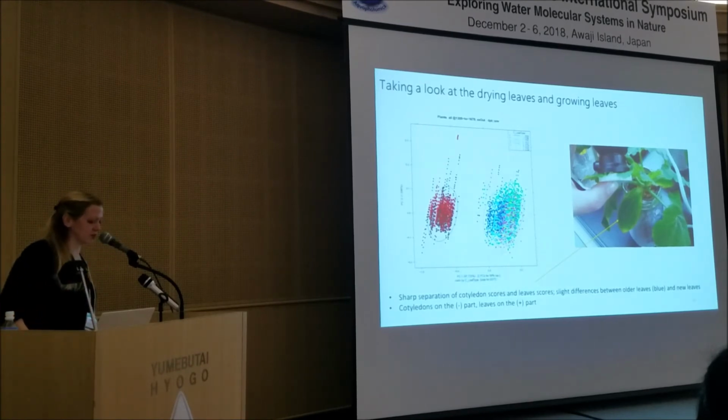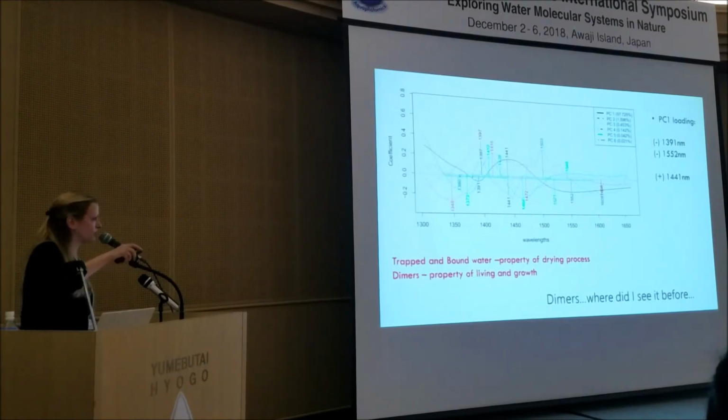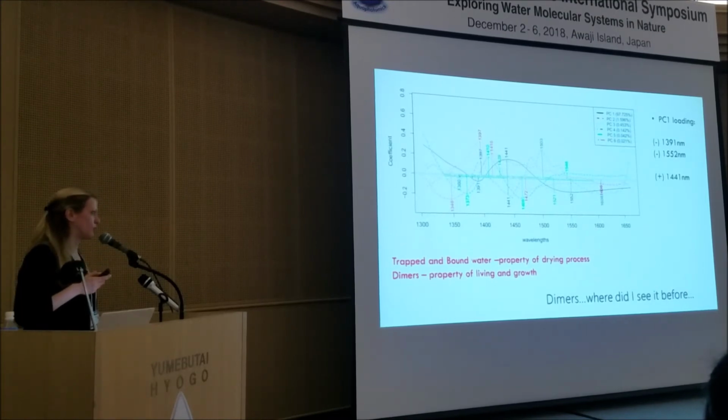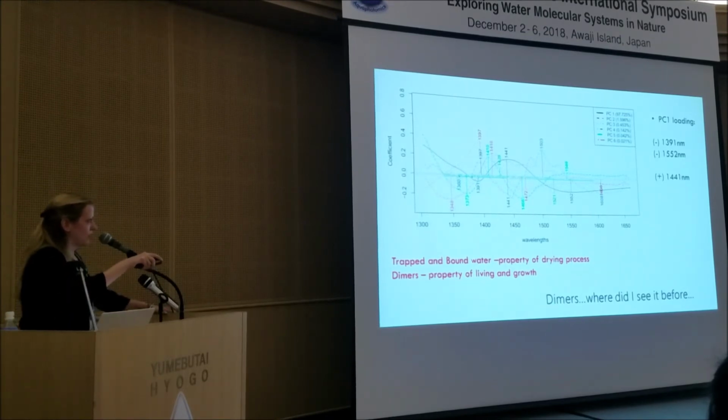So when I explored the loading vector of the PC1 component, I noticed three characteristic absorbance bands. In the negative part, where I said there were cotyledons, we had this band at 1391 and 1452 nanometers. And in the positive part, you remember there were these fresh leaves, and I noticed this band at 1441. So these two bands were related to the functionality of water in cotyledons, in these older leaves, and they correspond to trapped and bound water.